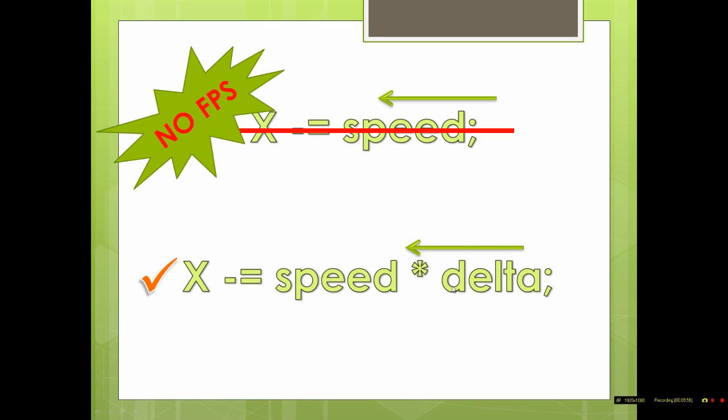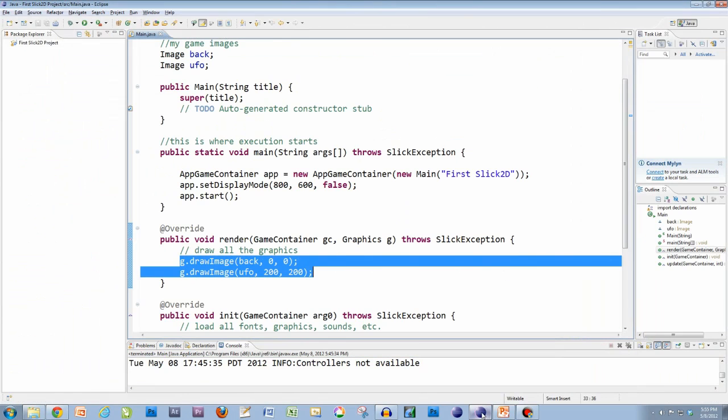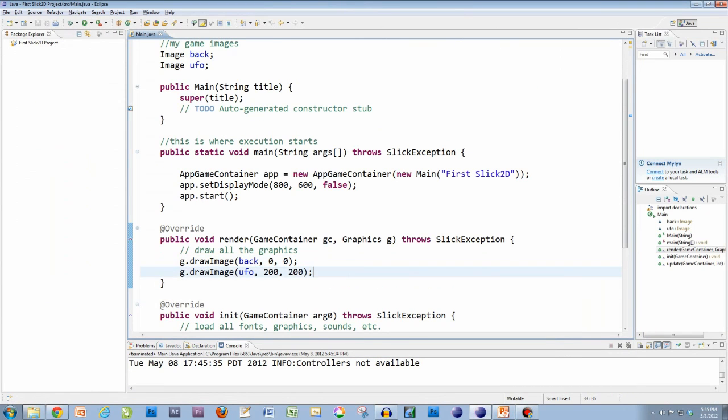Now, this delta, we don't have to worry about it. Slick2D takes care of it for us. So, let me go back to my code, and let's get this UFO moving.